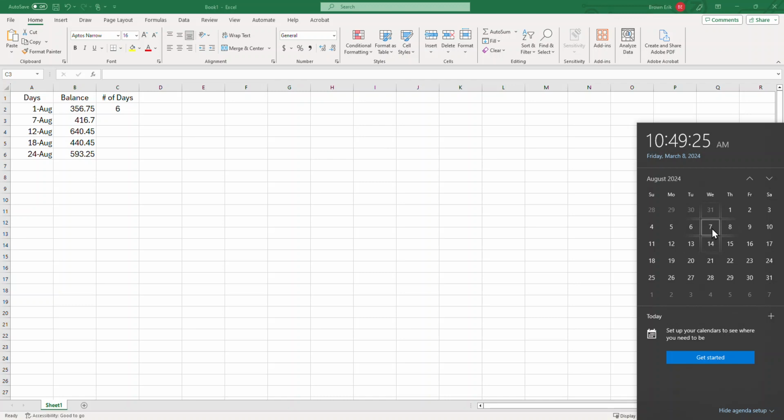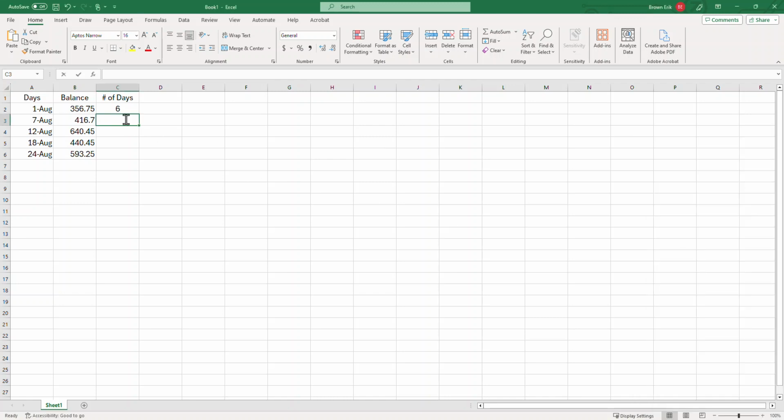All right, well, let's count. So August 7 counts, and then 8, 9, 10, and 11. The 12th doesn't count because it changes. So 1, 2, 3, 4, 5 days. Do you see the pattern?